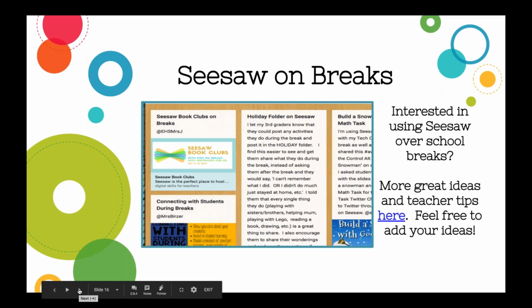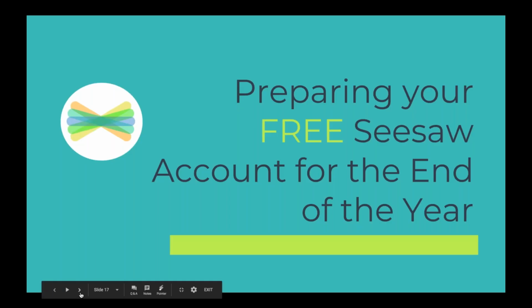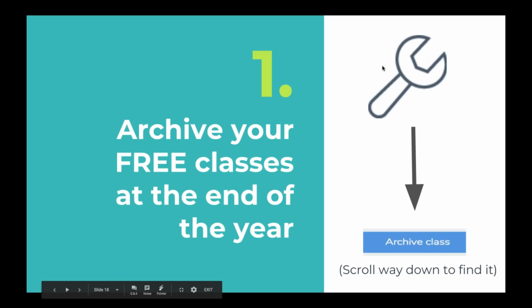And then just a couple of quick tips before we leave. I want to remind you about how to prepare your free Seesaw account for the end of the year. Click that wrench in the upper right hand corner and click all the way down to archive class. Now, obviously, if you're going to do some of these things that I've been talking about in this webinar, don't archive your class yet. Maybe you're not going to do this until July or August. But when you are done using Seesaw for this school year and for these students and their families, then click the wrench and scroll down to archive class.